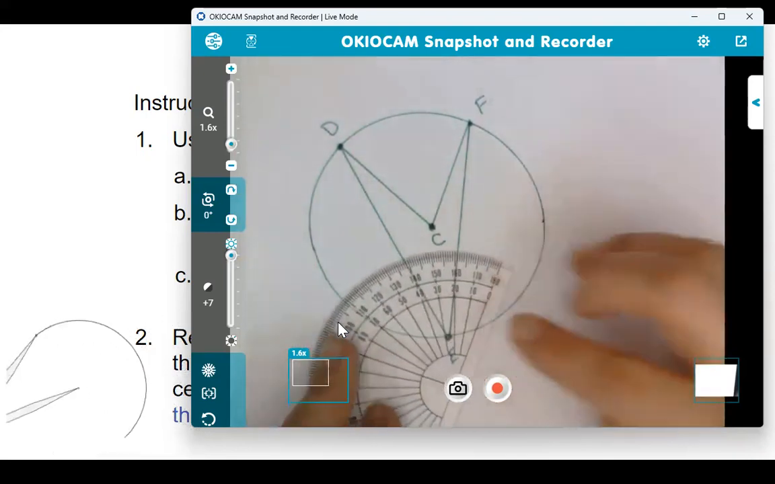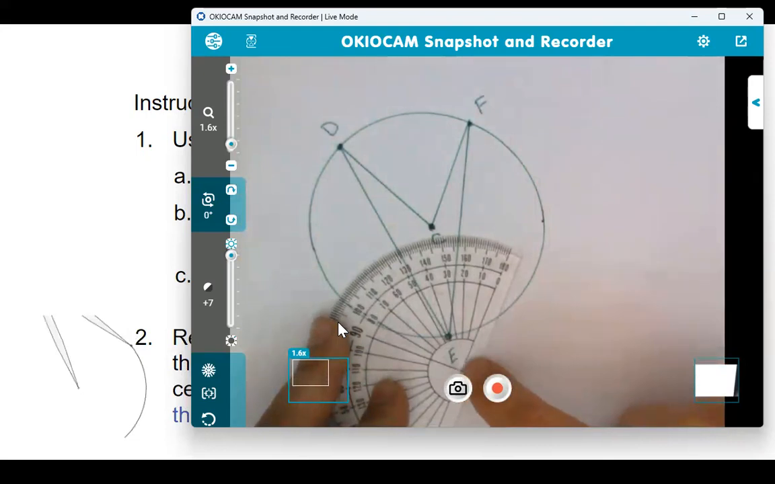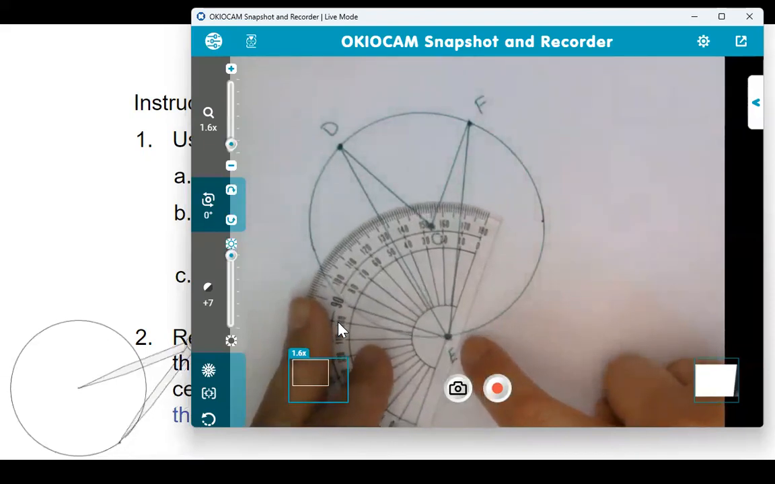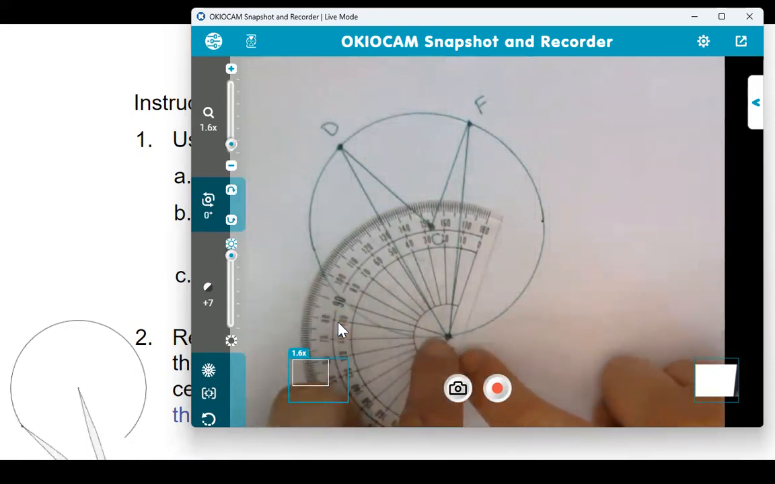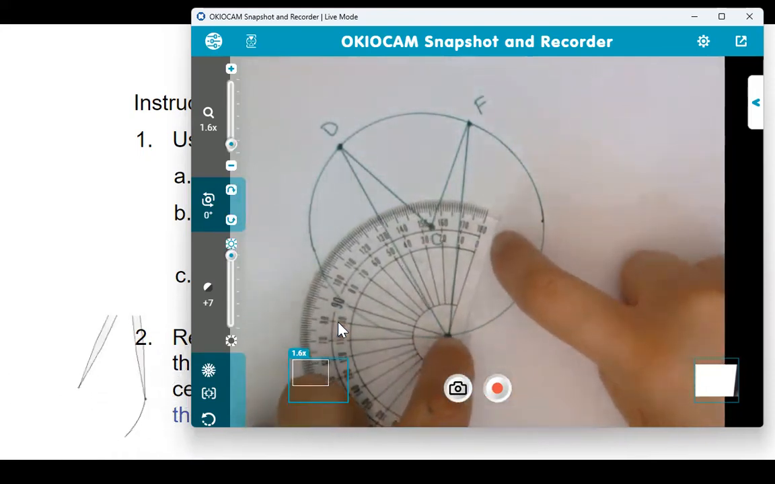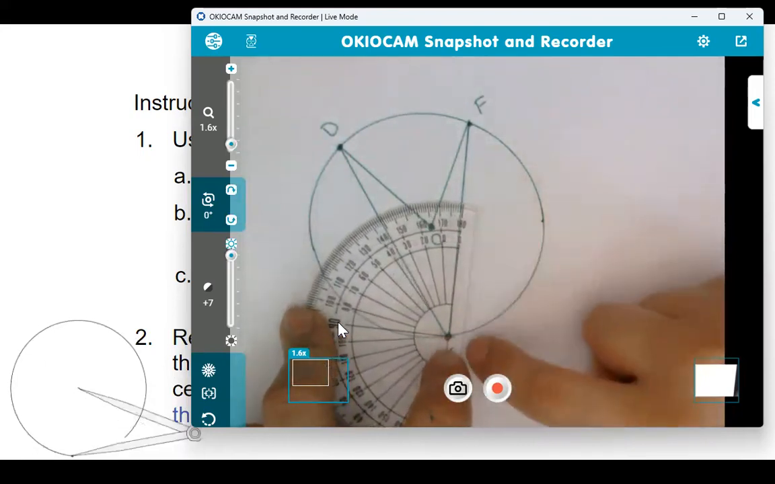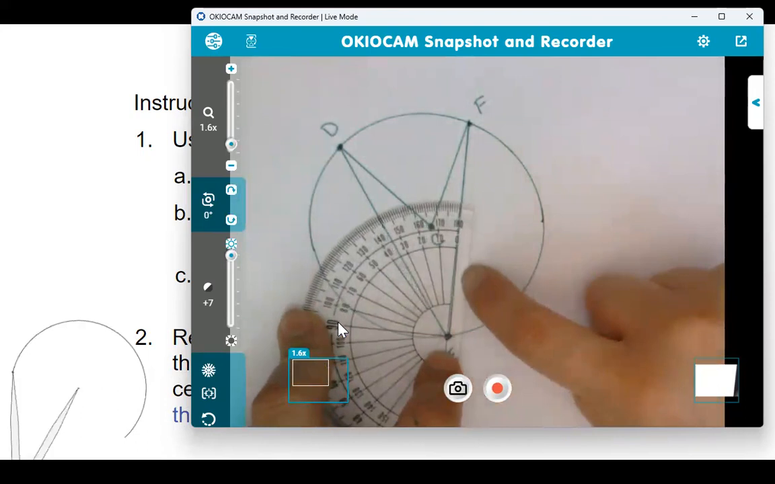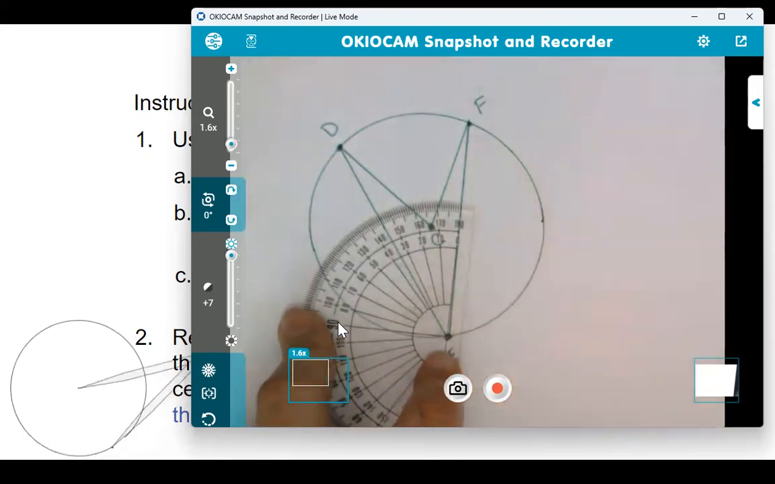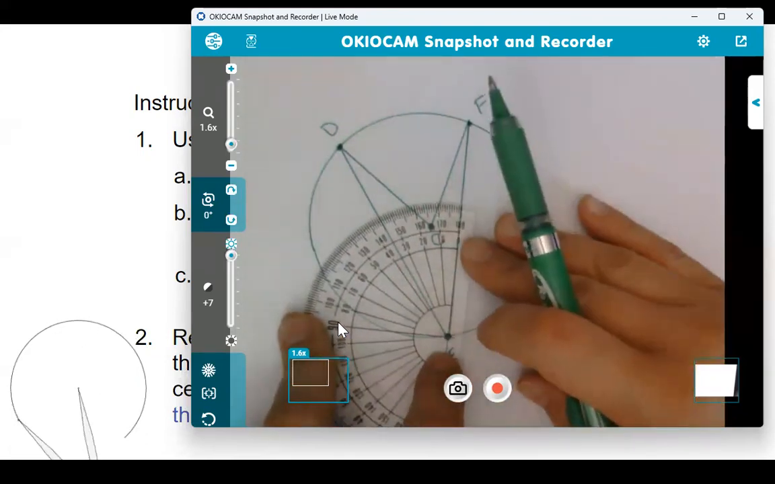Now, we have to align two things: the vertex of your protractor and the edge to your side of the angle. So I need to start measuring my inscribed angle. So I'm going to go ahead and align that right there with our vertex E. And I'm going to rotate it so that it's aligned with the side of the angle. So I have two things: my vertex aligned and the side of my angle aligned. Once I have those two things, then I can go ahead and start measuring. So here it is, aligned and aligned as much as possible.